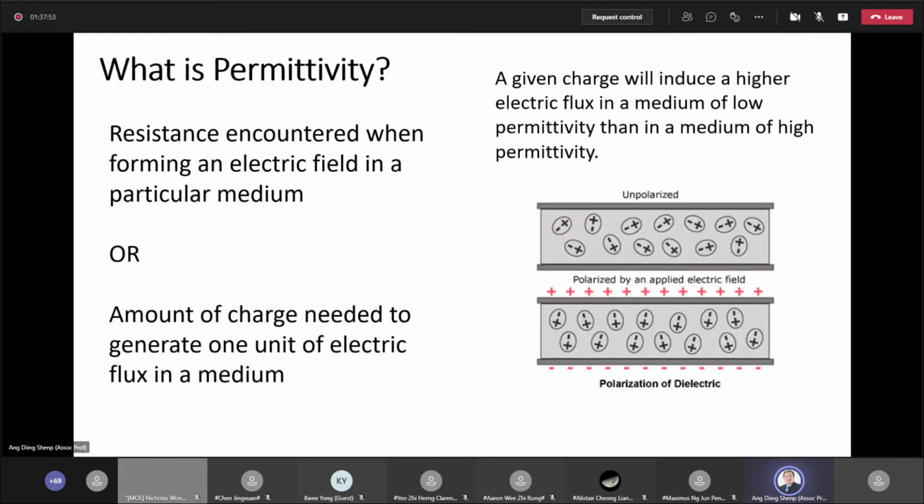I think with that, I hope it gives you enough background to understand what we are going to discuss next on the junction capacitance.